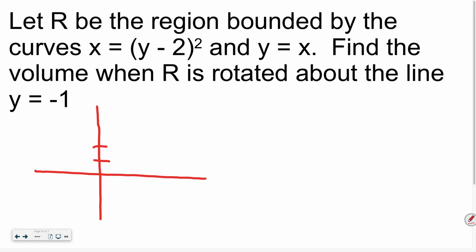So if this were y equals x minus 2 the quantity squared, it would be shifted to the right 2, like you said. But since we inverted it, x and y are switched, we also have to invert our direction. So instead of right 2, we switched x and y, and now it's up 2. And y equals -1 is what we're rotating it around.